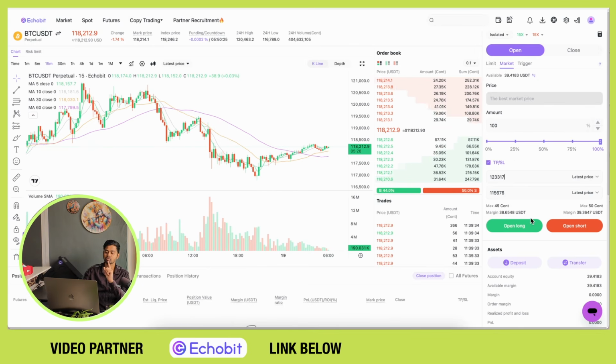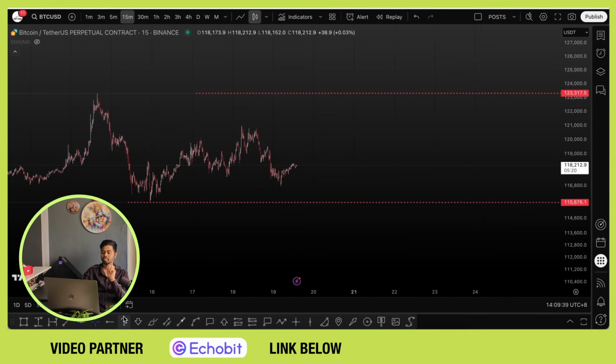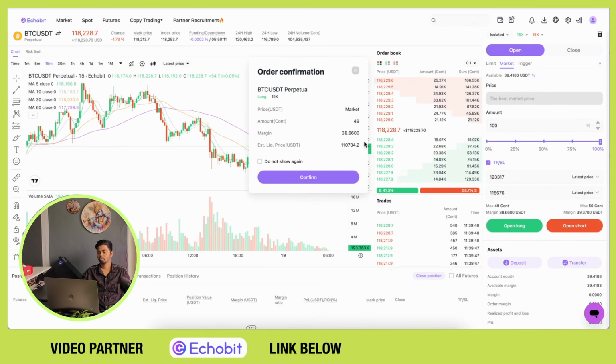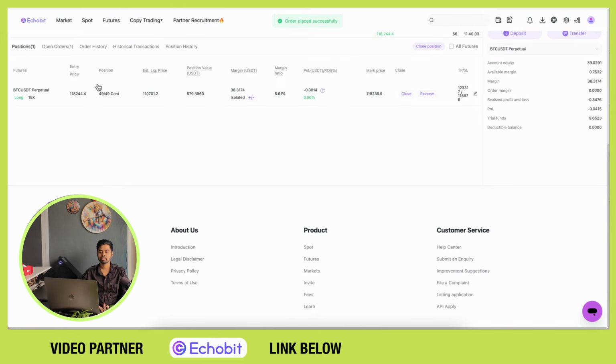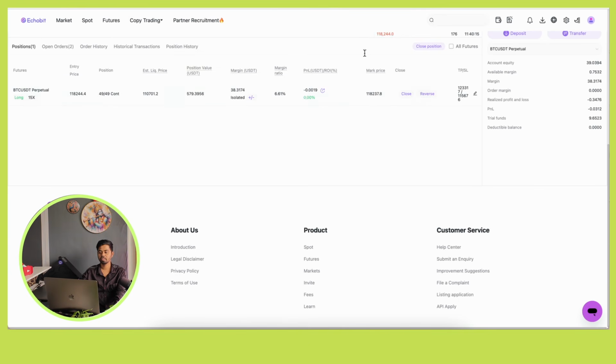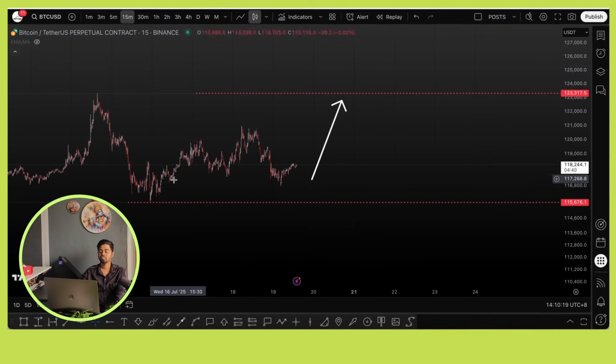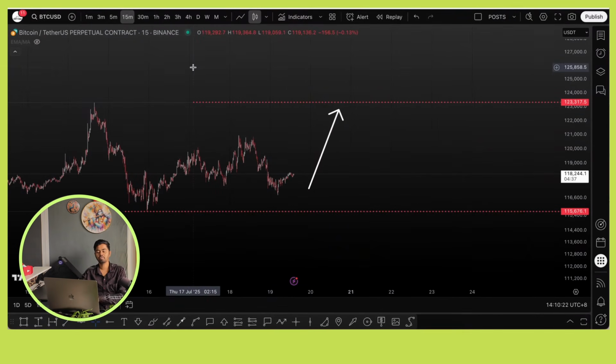Now it's time to choose where you want to open a position. In this case, my prediction was on the upper side. That's why I would like to consider opening a long position. Okay, once you're done with this value, simply click on open long, and this is the order confirmation. Price, amount, margin, estimated liquidation point. Afterwards, simply click on confirmation. Now the order is successfully opened and the position is showing over here. Futures, entry price, position, estimated liquidation price, position value, margin, USDT, margin ratio, and PNL will show over here. Okay, now let's wait for this trade execution, and afterwards we will be jumping on the next trade.